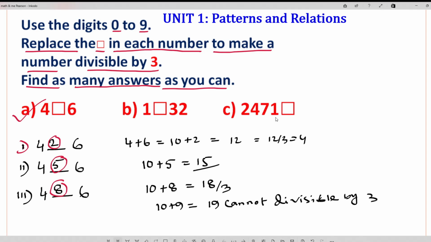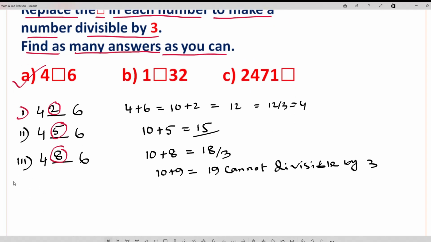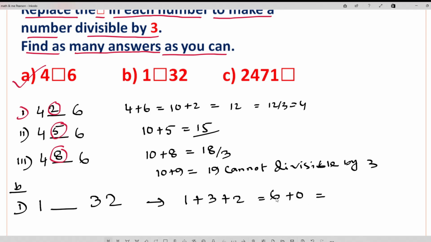Next, number B. Look, number B, here is 1 box, or we can write here 1 dash 3 2. Look, 1 plus 3 plus 2, it means 6. So if we add here 0, plus 6, it means 6. So 6 is divisible by 3, so we put here 0.